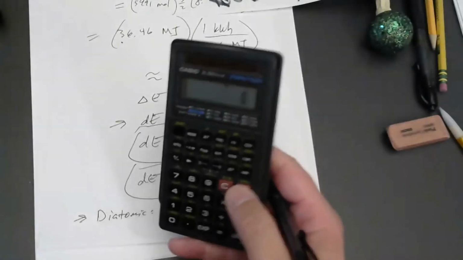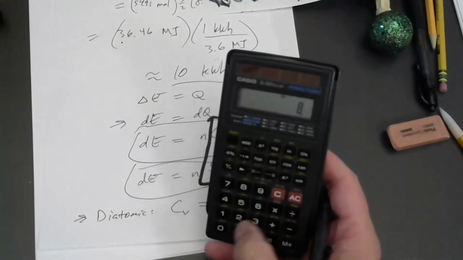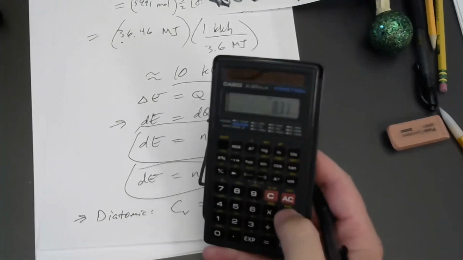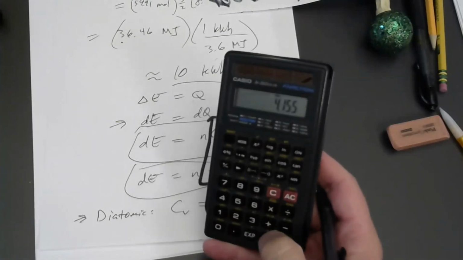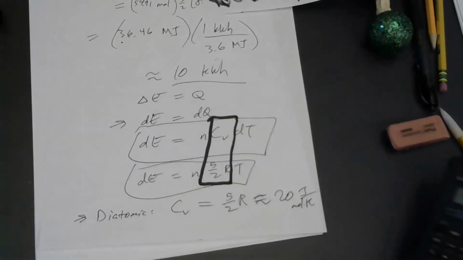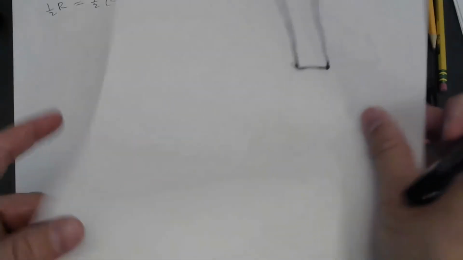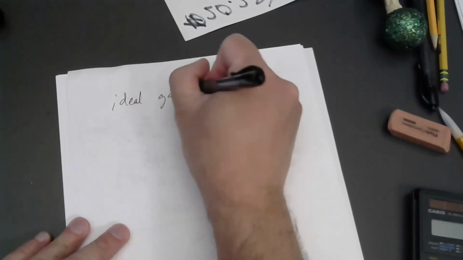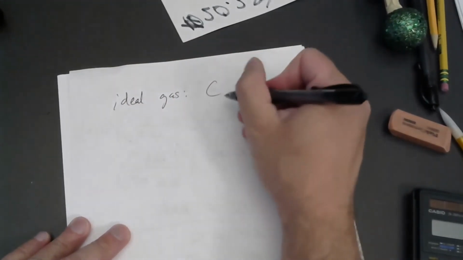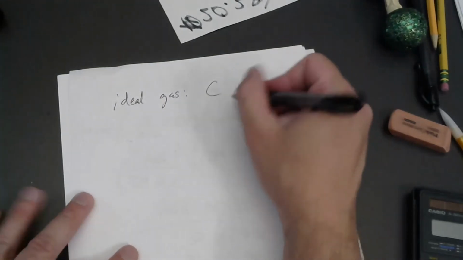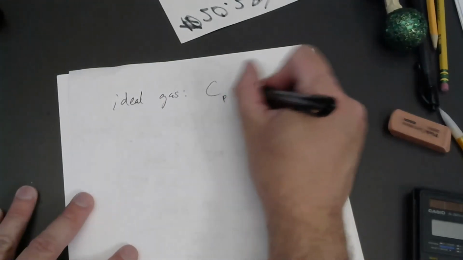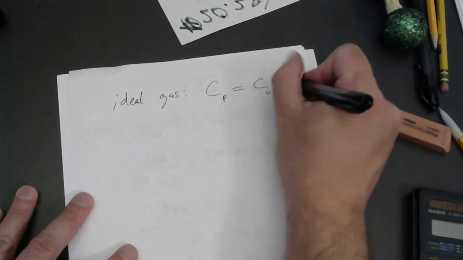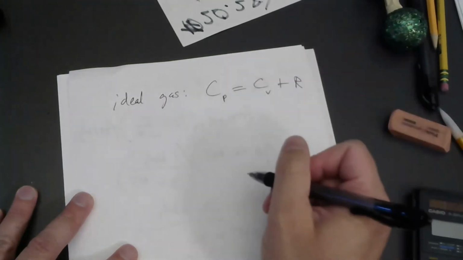I'll just remind you, it's worth knowing that half R, 8.31 divided by 2, is 4.15. Oh, that was the other thing I meant to point out. Remember from the previous chapter, another result was that for an ideal gas, we found, I believe from the first law of thermodynamics, that the heat capacity at constant pressure is always the heat capacity at constant volume plus R.